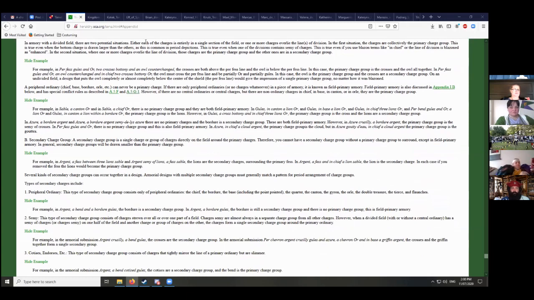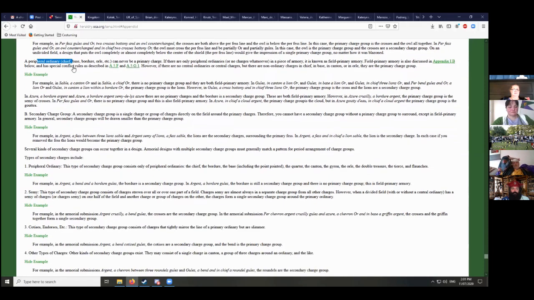In armory with a divided field, there are two potential situations. Each of the charges is entirely in a single section of the field, or one or more charges overlay the lines of division. In the first situation, where there are numerous charges in the primary charge group but they're entirely on a single section of the field, the charges are collectively the primary charge group. This is true even when the bottom charge is drawn larger than the others, as is common in period depictions. It's true even when one of the divisions contains a semy of charges, and true even if you use blazon terms like in chief or the line of division is blazoned as enhanced. The second situation is where one or more charges overlie the line of division. Those charges are the primary charge group and the other charges are in a secondary charge group. We'll get to secondaries in a moment.